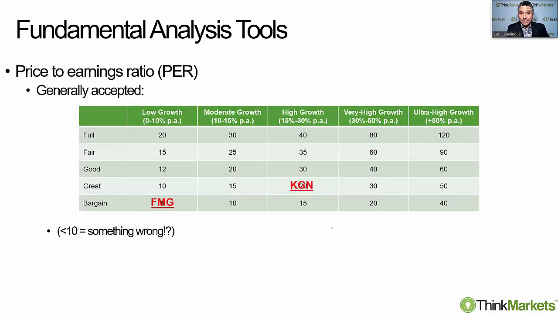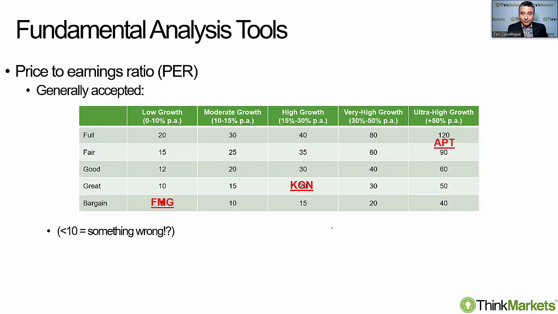Kogan, I've placed as a high growth stock. We're using a 25% growth rate on that, so that puts that into the 15 to 30% range. With a PE of around about 21.8, it places it at great value according to this scale.